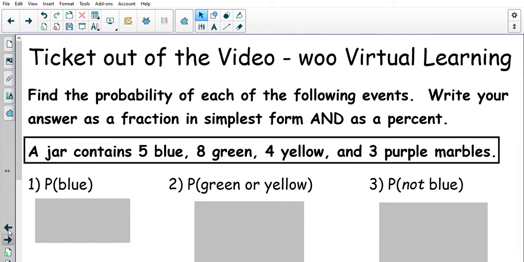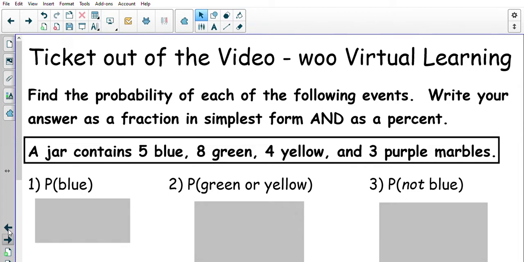All right, so it says find the probability of each of the following events. Write your answer as a fraction in simplest form and as a percent. Hopefully you paused the video and gave these problems a try someplace on your notes or someplace on paper.